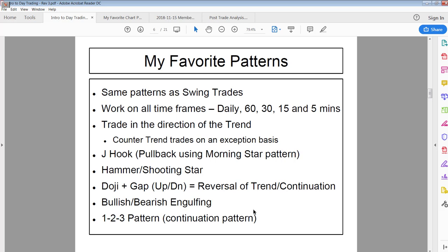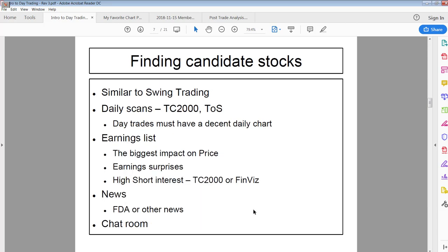And 3 and 2s as well, but not as well necessarily. I like to trade in the direction of the trend. I will take counter trend trades on an exception basis, and I think I did one earlier today. The J hook, it's a pullback using a Morningstar pattern. Hammer, shooting star, Doji, gap up or down, reversal of the trend basically. Bullish or bearish engulfing, and the continuation pattern, 1, 2, 3 pattern.